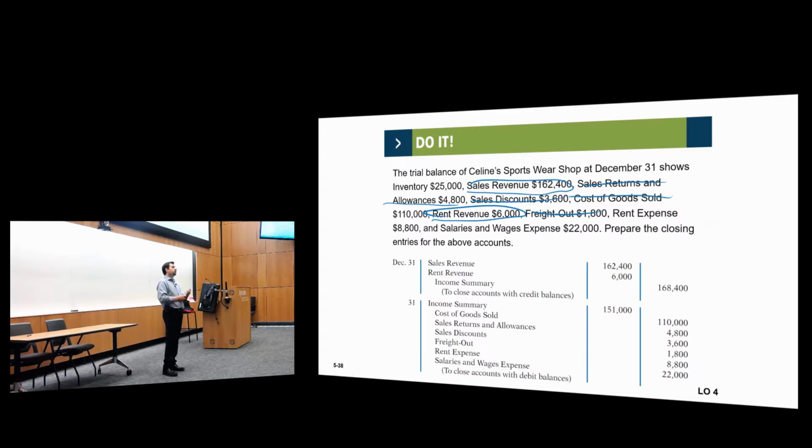Why didn't we include inventory? It's a permanent account. It's an asset. So it's a balance sheet account, not an income statement account. Expect stuff like that also in the exam.